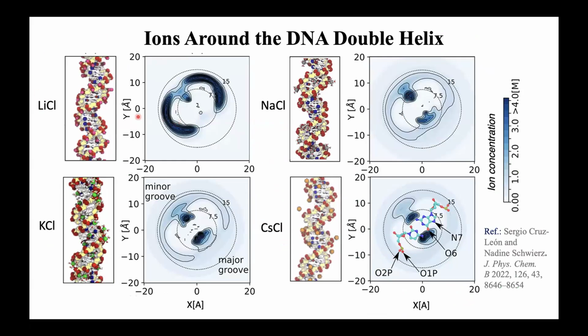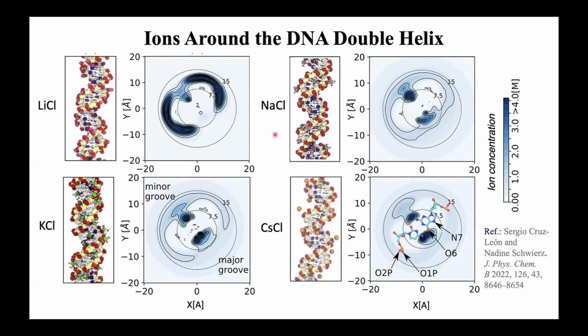It's lithium, sodium, potassium, and cesium. In the graph, you can see the top-down view of the DNA cross-section with the helix center positioned at 0 on the graph. And on the bottom graph, you can see the highlighted ion binding sites. On this side, the minor groove, and on this side, the major groove.